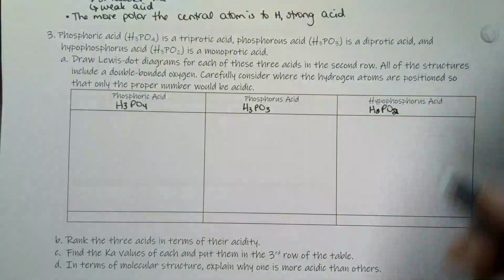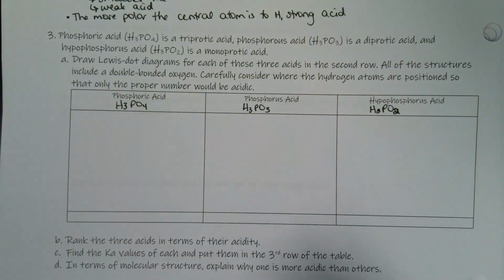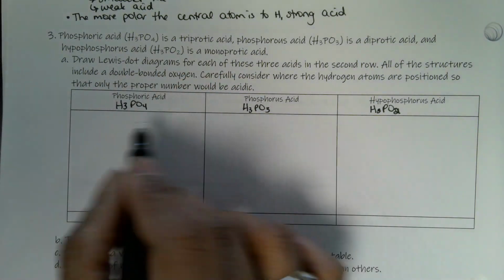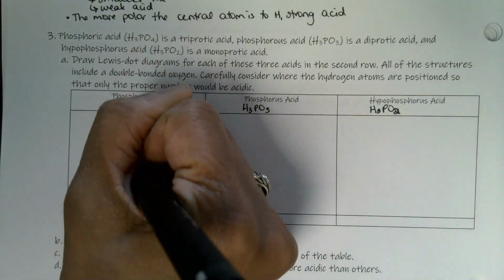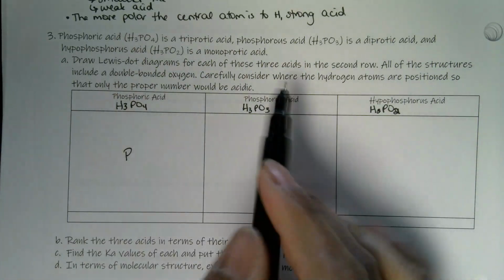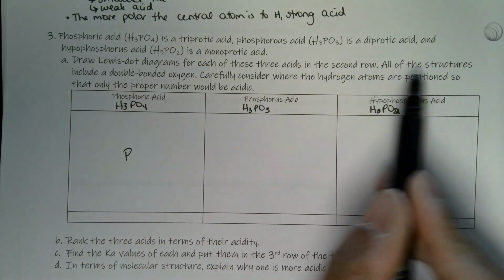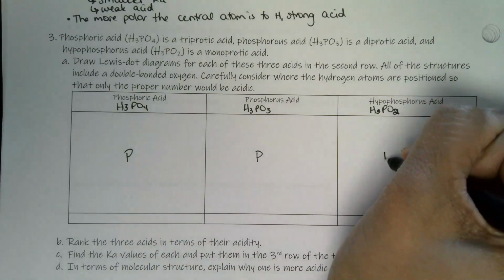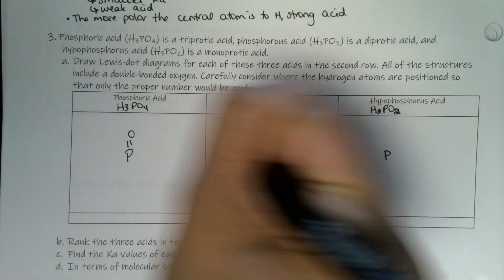Oopsies. So we can see that we end up having more oxygens in one versus the other. So if we look at the Lewis dot structure for each of these, we're thinking about what the central atom is. This one, phosphorus, will be there. We also say that they all have a double bonded oxygen. So I'm going to go ahead and take care of that double bonded oxygen for each one of these. Let's say I throw it up here at the top.